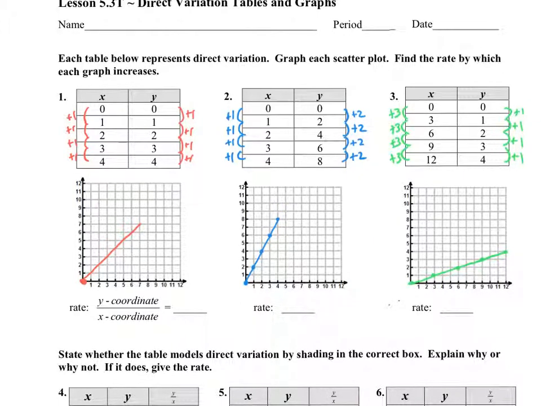To demonstrate direct variation, you needed a straight line and going through the origin. Well, here on the graph, we can see that the point goes through the origin, and on the table, we can see it goes through the origin because the coordinates are 0, 0 on each one of these.